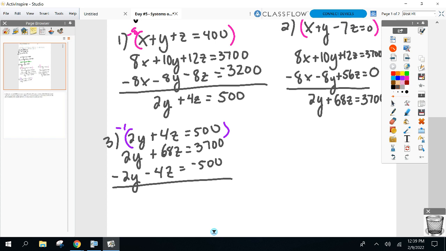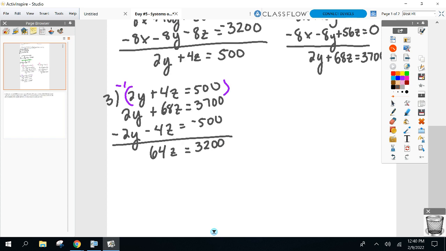The y's cancel. How many z's are left here? 64z. And on the other side, 3,200 here. All right, you got z now. Divide both sides by 64. Z is 50. So I sold 50 $12 tickets.